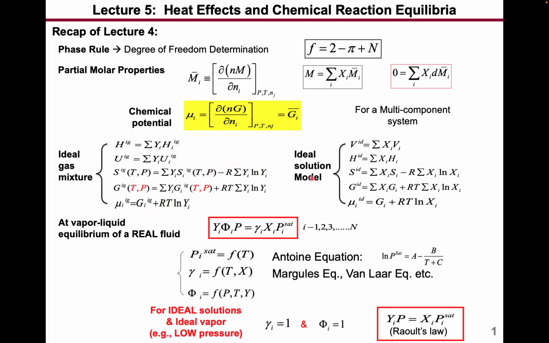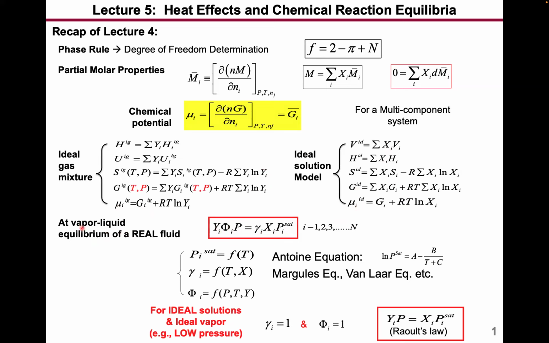And analogously, we can also have an ideal solution model. Where you can see they pretty much mimic each other, but instead of yi, we use xi to represent the molar fraction of the species in the ideal solution, right? And then from there, for phase equilibrium to occur, we said the chemical potential of each species in different phases will be equal, right?